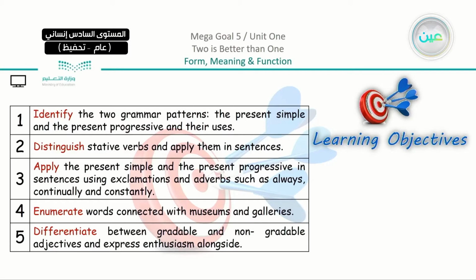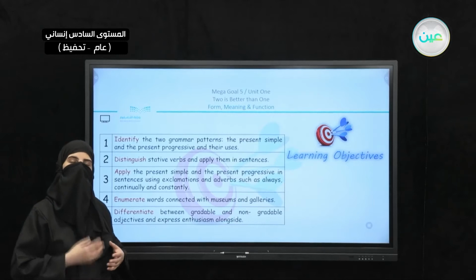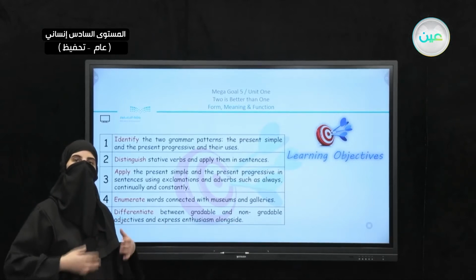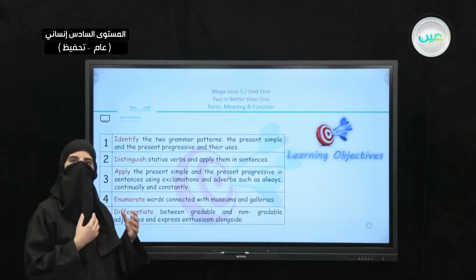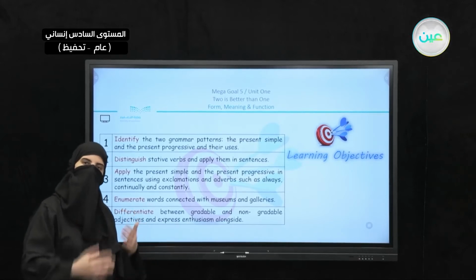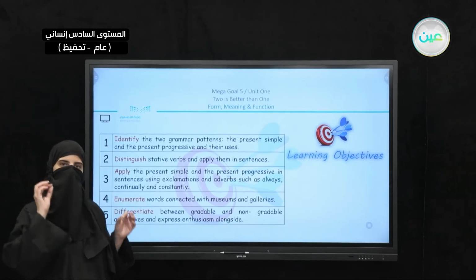Enumerate words connected with museums and galleries. Differentiate between gradable and non-gradable adjectives, and express enthusiasm alongside. So you can see here from the objectives that it is actually related a lot to grammar lessons. So we have a lot of details today, so I hope that you can catch up and just focus step by step.